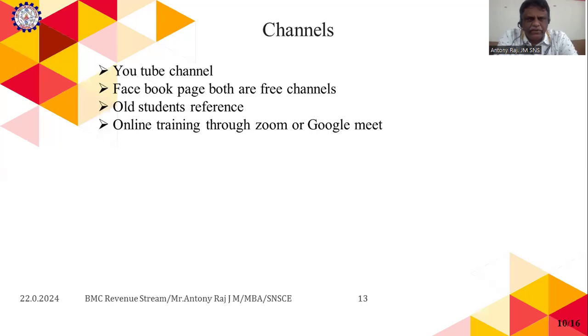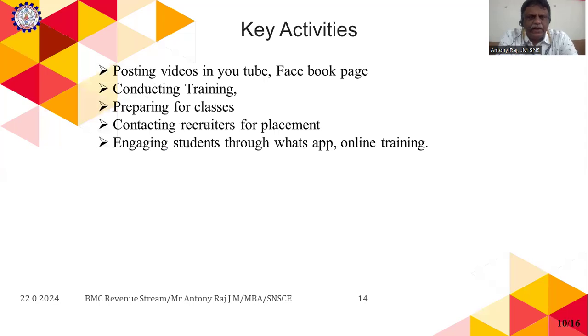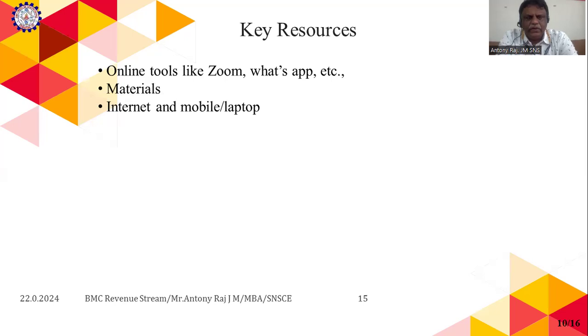Since it's online, whether you want to go through YouTube, Facebook, Instagram, or WhatsApp, these are the channels you want to decide. And what are the key activities? Some of the key activities are given to you, but you can definitely do research. When you complete this, you can post some videos on YouTube for the promotion of your page, contract recruiters for placement, and engage students through WhatsApp and online training. And some of the key resources, the tools you can use, are Zoom and WhatsApp, and obviously all the social media platforms.